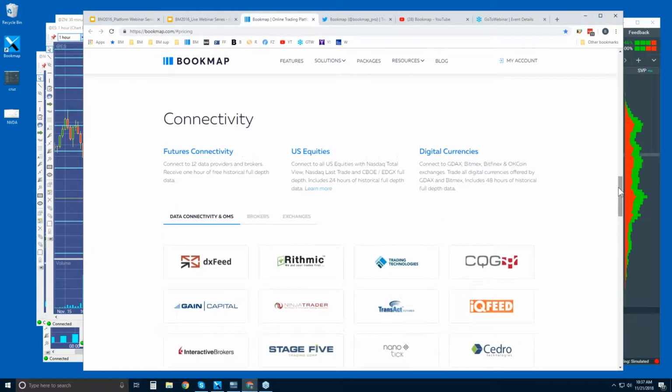Connectivity, this is important because you need to connect to the markets. We connect to futures, US equities, and digital currencies. Digital currency data is free, so no worries there.